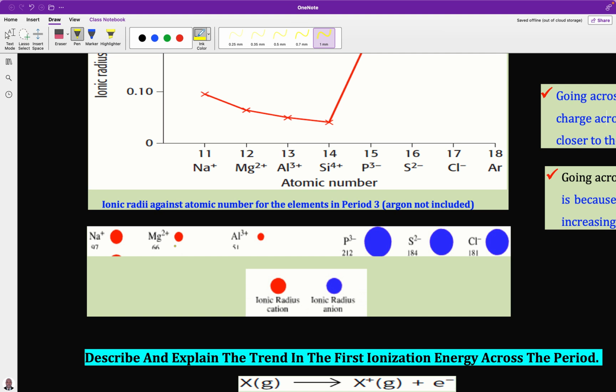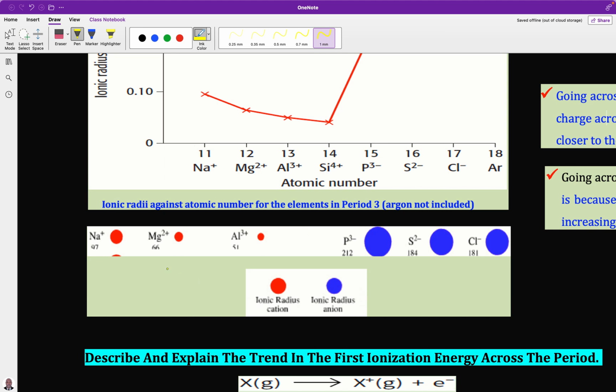Why? Because they have effectively lost their outer shell of electrons. Since they are period 3 elements, that is the third principal quantum shell or energy level. They have lost their outer electrons in the principal quantum shell. Then these cations also have less shielding of the outer electrons compared to their original atoms.